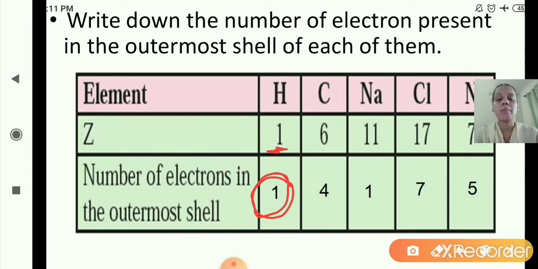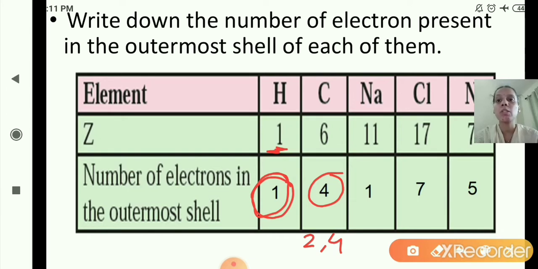Now the next one is carbon. Atomic number is 6. So in the first shell there are 2 electrons and the remaining 4 in the next shell. So the number of electrons in the outermost shell is equal to 4. Why? Because the electronic configuration for carbon is 2, 4, right? So 2 electrons in the K shell and 4 electrons in the L shell. So which is the outermost shell here? L, that is 4 electrons. So the number of electrons in the outermost shell of carbon is 4.